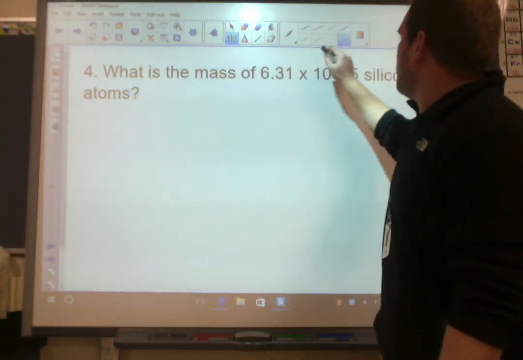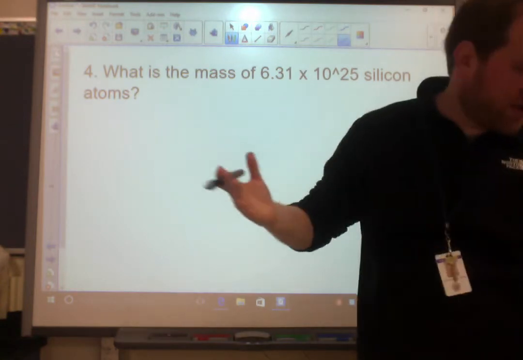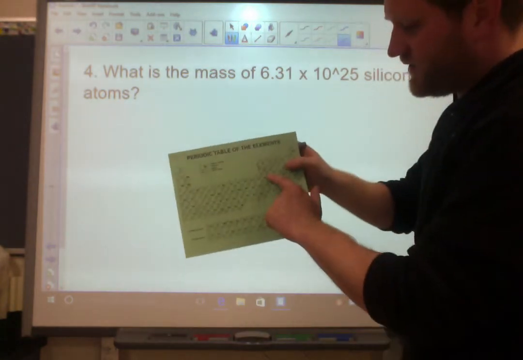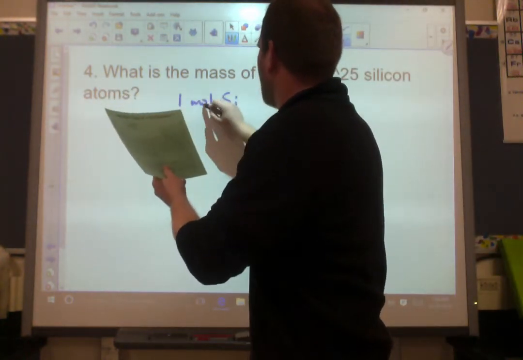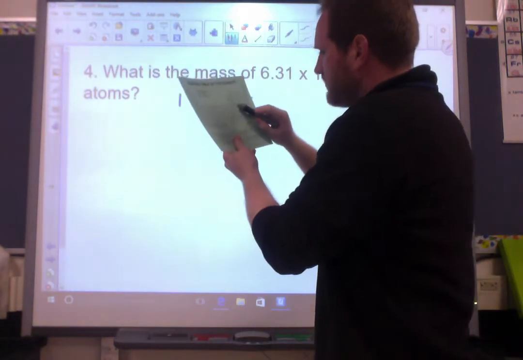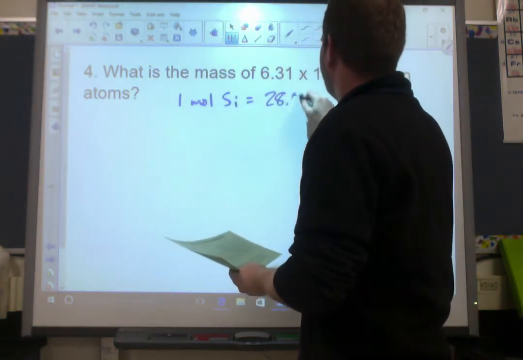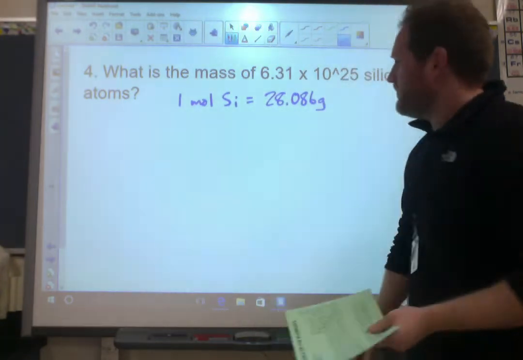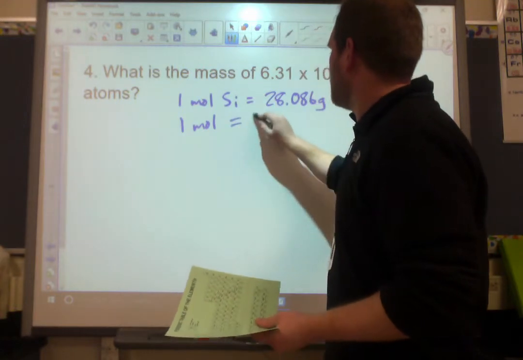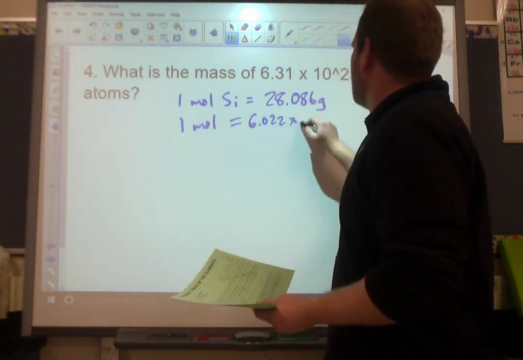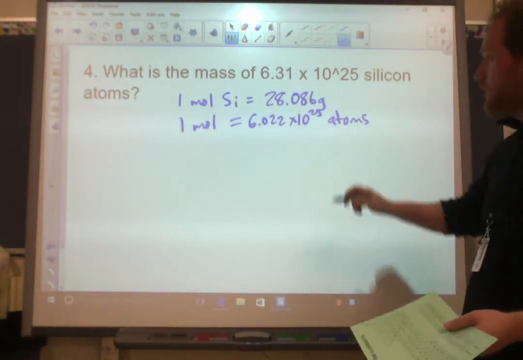All right, so first we need to look up the molar mass of silicon. That's going to be number 14, silicon. So we're going to say 1 mole of Si, silicon, equals 28.086 grams. And we also know Avogadro's number, so 1 mole equals 6.022 times 10 to the 23rd atoms. Okay, so we're ready to start.